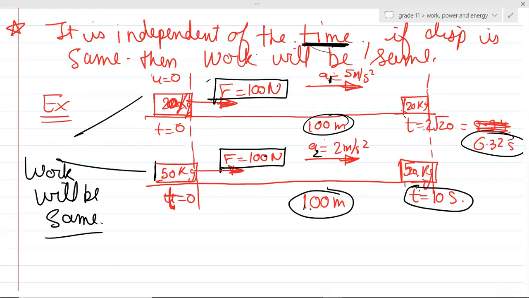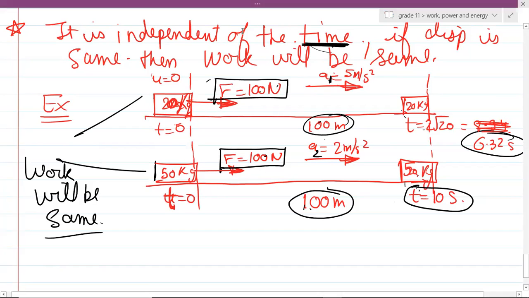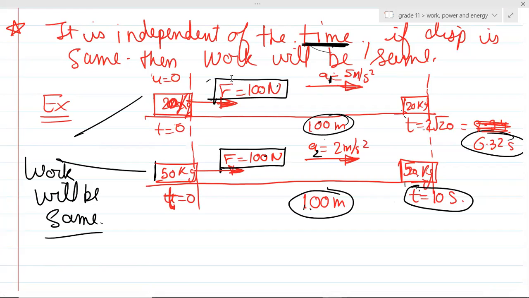Is this clear? No, sir, I didn't get the point. Please explain it once again. Yeah, sure. Then, can you see the force acting on both the objects? What is the force acting on both the objects? 100 Newton. What is the displacement of both the objects? 100 meters.